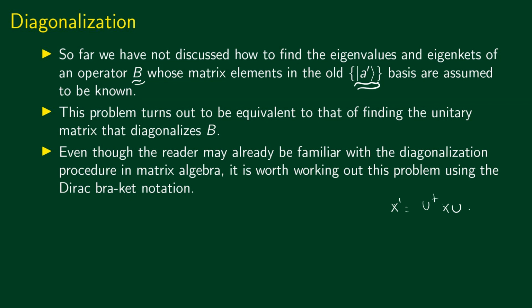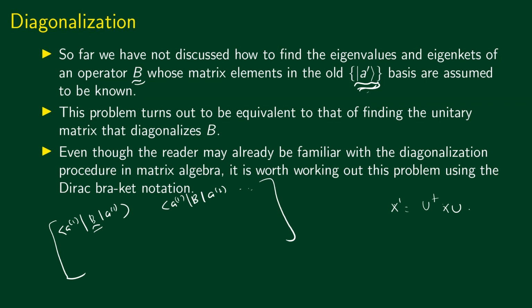We have a square matrix with elements given by <A1|B|A1>, <A1|B|A2>, etc. This is the matrix representation of observable B, or operator B, in the A basis. So this matrix is given. Suppose that this matrix is given. How do we find the eigenvalues and eigenkets?